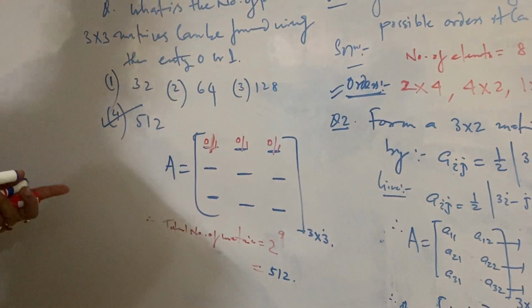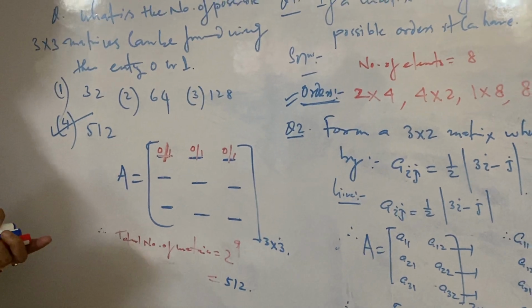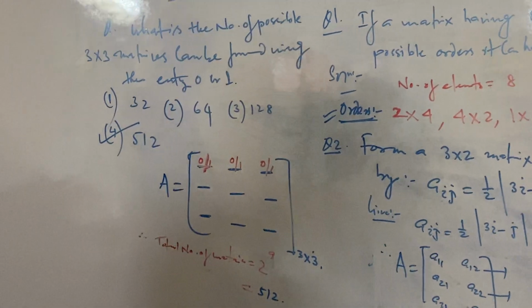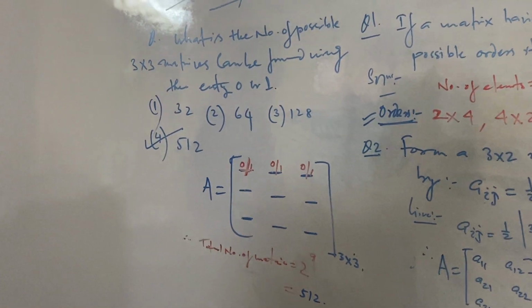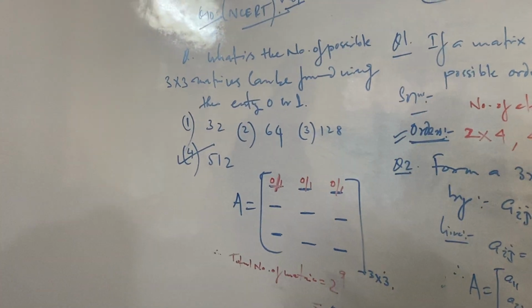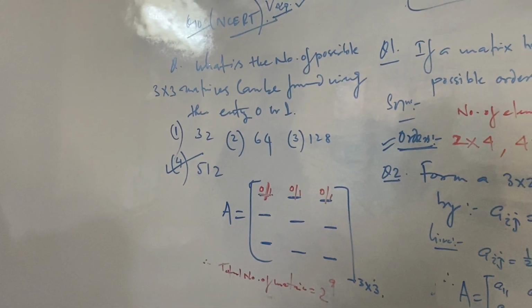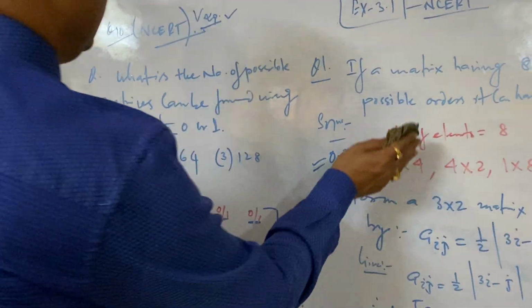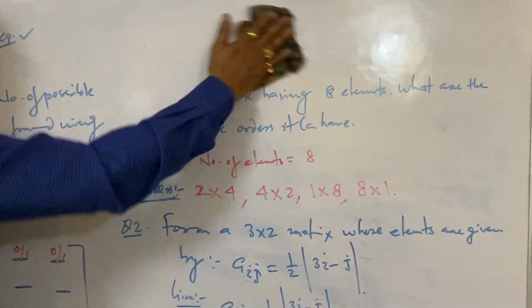This is your NCERT exercise question number 10. This is one of the most important sums of NCERT. So using this much concept, you can easily finish exercise 3.1. For doing 3.1, you do not require anything else. Only this much information is more than enough for doing the sums of exercise 3.1.